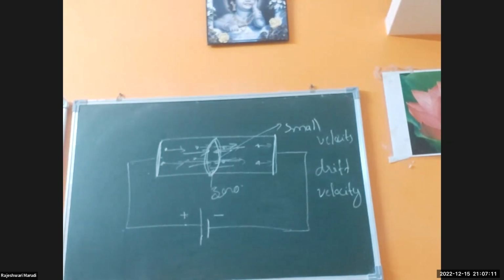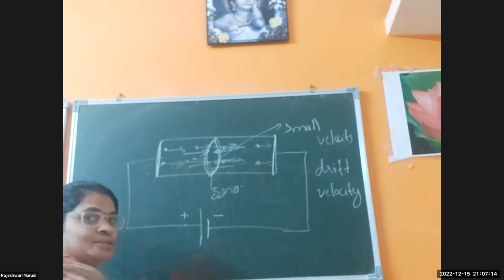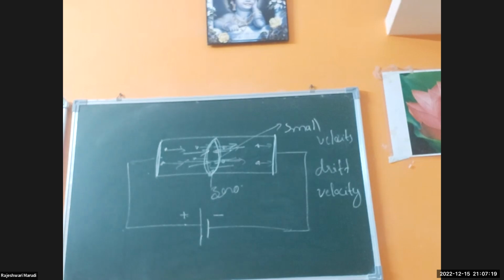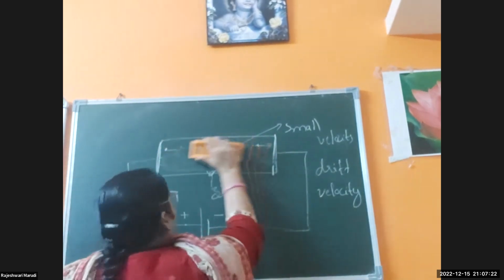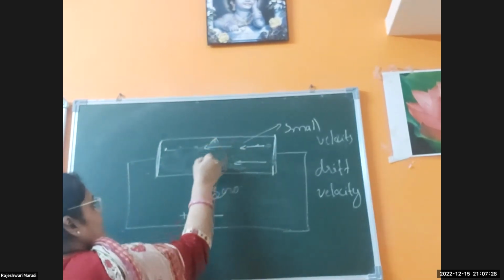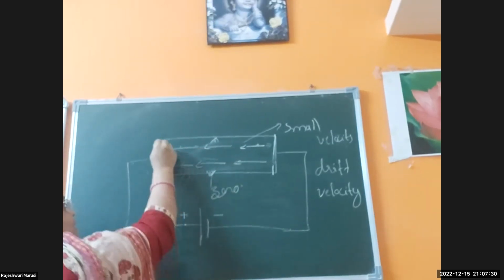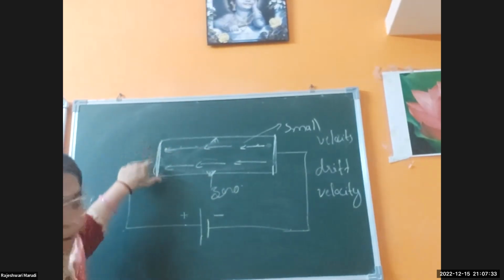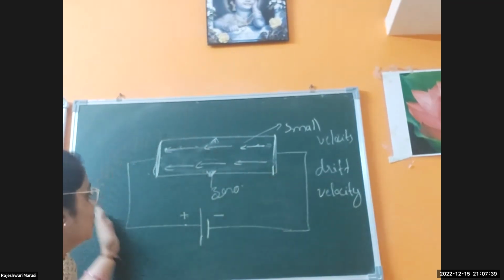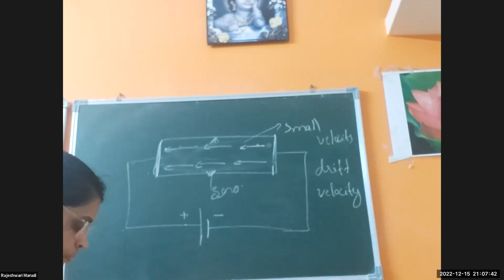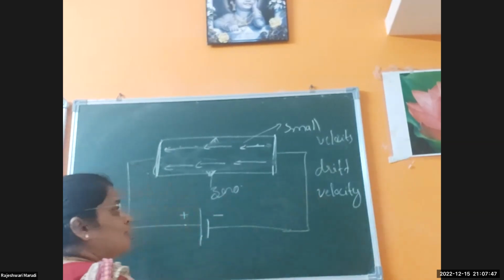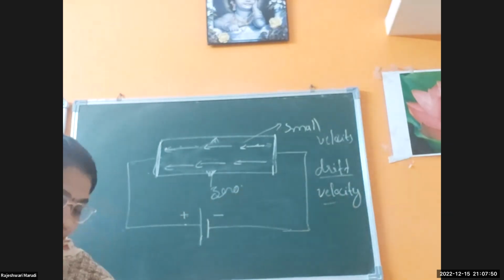So when these electrons start to move, how do they move? Electrons move from the negative terminal to the positive terminal, because the charge on the electron is negative. As this end of the conductor is positively charged, the electrons move from right to left, towards the positive terminal, with a small velocity, and that is called drift velocity.